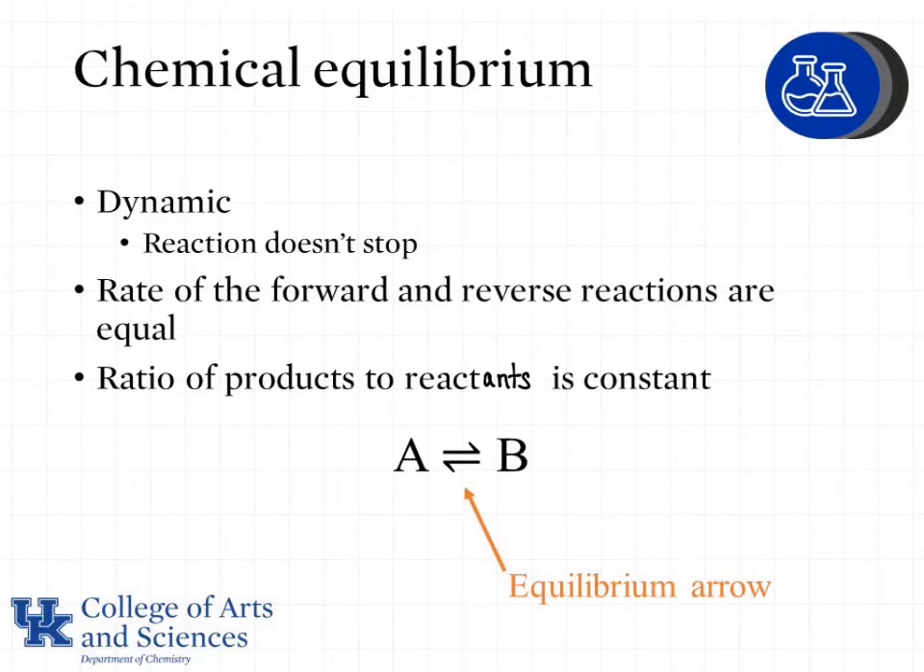When we look at an equilibrium reaction, we notice that there's a different kind of arrow included here. This arrow, which has a right harpoon and a left harpoon, is known as an equilibrium arrow. And what this tells us is that the reaction is proceeding in both the forward and reverse directions.